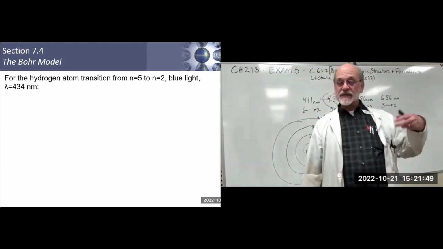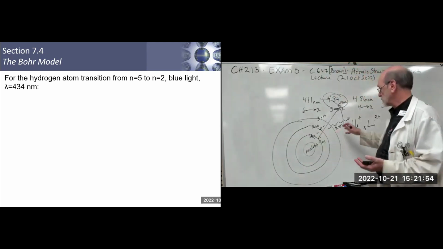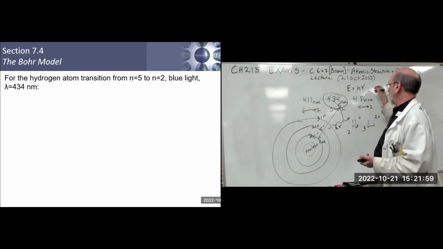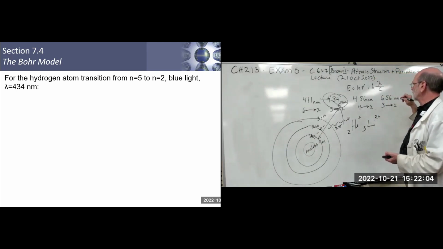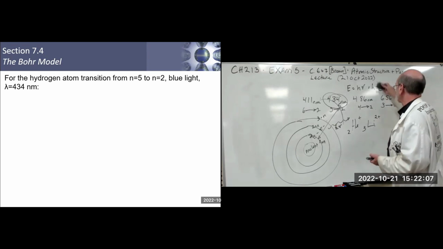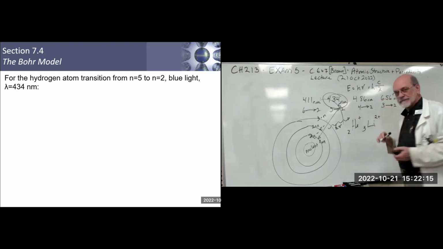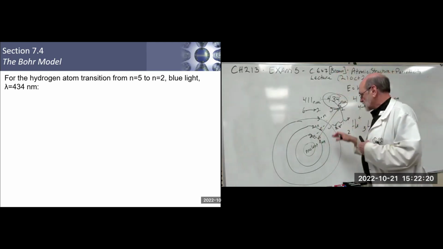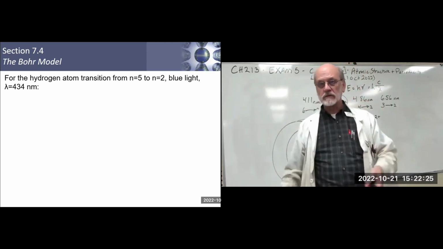Okay? Since we know the wavelength, we can calculate the energy of that transition, right? All we need is Planck's equation. There you go. So you can use that equation to determine the energy, and you can also use Bohr's equation to determine the energy and just see if they match.